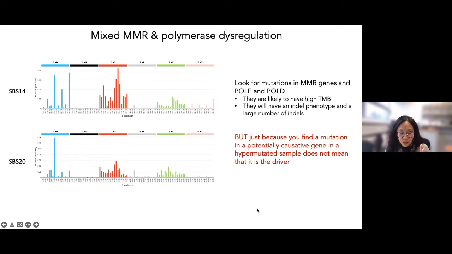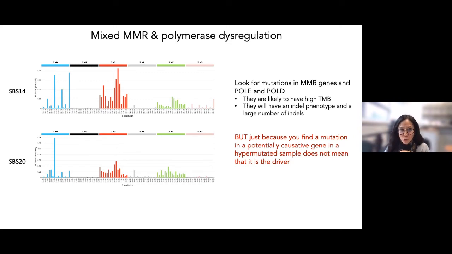I think the message I was trying to communicate here is that you do sometimes get mixtures of signatures like these two. Now, these tumors also have a huge number of mutations, sometimes in the millions. And when you're hunting down that genetic cause, if you've got so many mutations, then the chances of just hitting a potentially relevant gene is high.